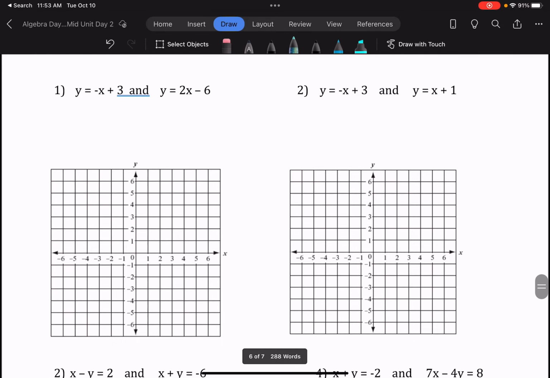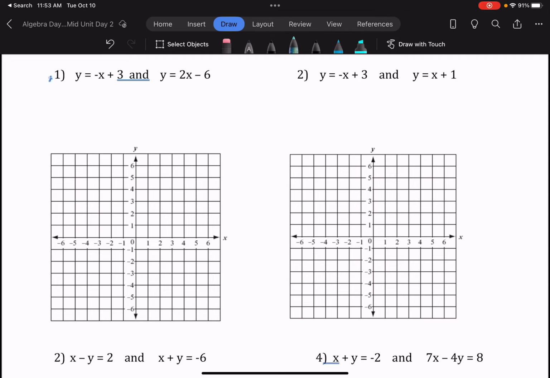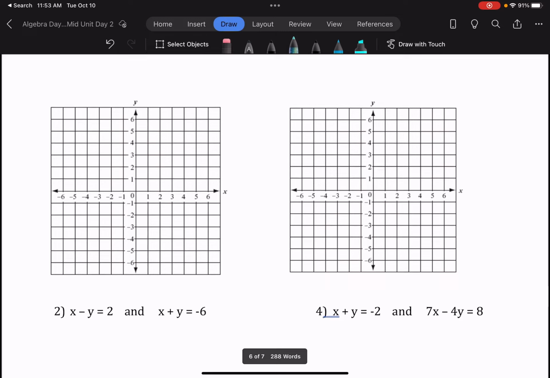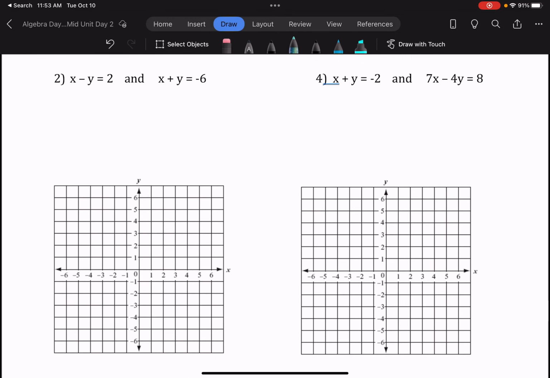All right, let's look at the next page. So the next page has you doing the same thing. Now, luckily, your first one and your second one are already in slope-intercept form. So I'm not going to do those with you. You can do those on your own, okay? That practice is important, though, so make sure you do them carefully.